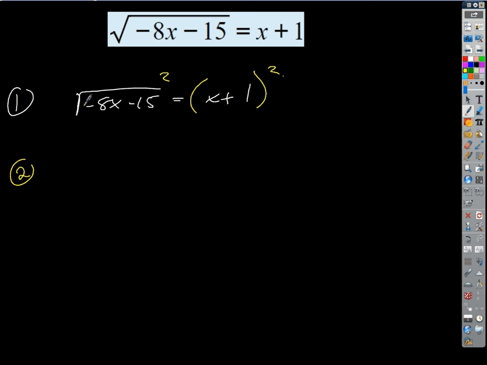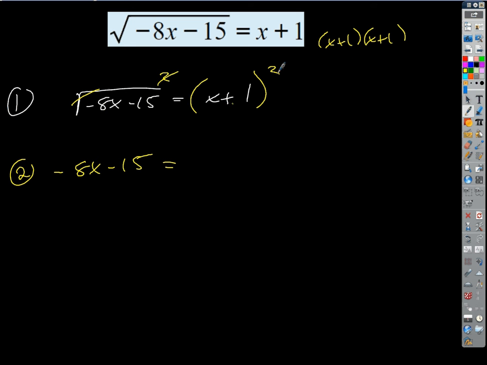So on the left side, that's easy. Negative x minus 15. Now, what's this going to be? What are the ways I could get x plus 1 squared? If you don't remember the pattern, what do you do? x plus 1 times x plus 1. Distribute the x, distribute the 1, add like terms, right? Hopefully you remember the pattern. That's like saying a plus b squared.